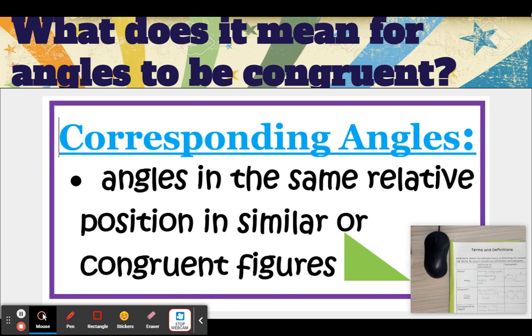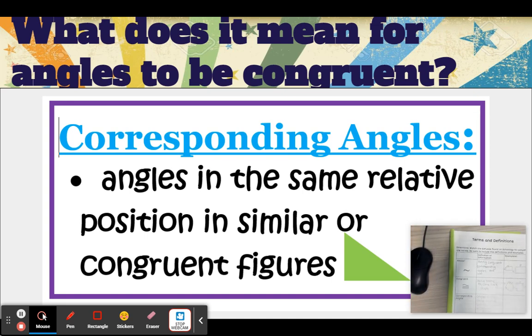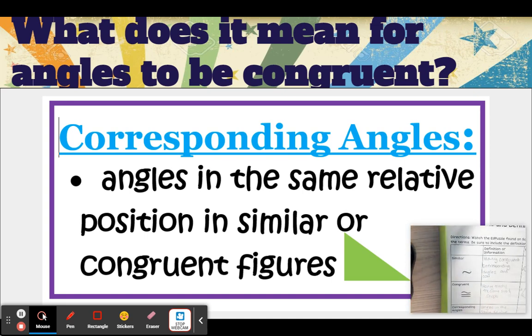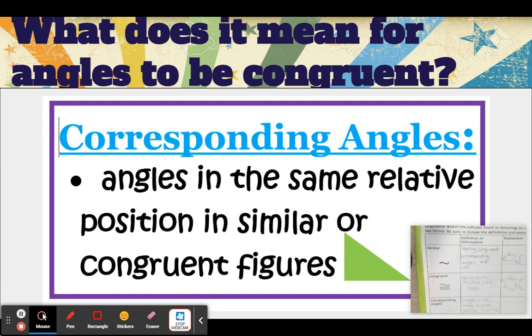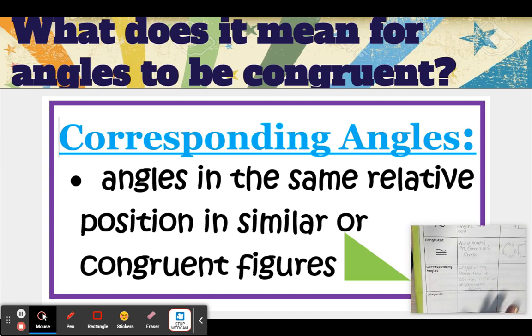Hey, fifth grade, now we are ready for some new words or new terms and definitions. So as you can see, I'm on our terms and definitions page here. I kind of already got a head start because I had some technical difficulties and I already filled in my corresponding angles definition. Reading it here on the screen, it says angles in the same relative position in similar or congruent figures. So I already wrote that down.